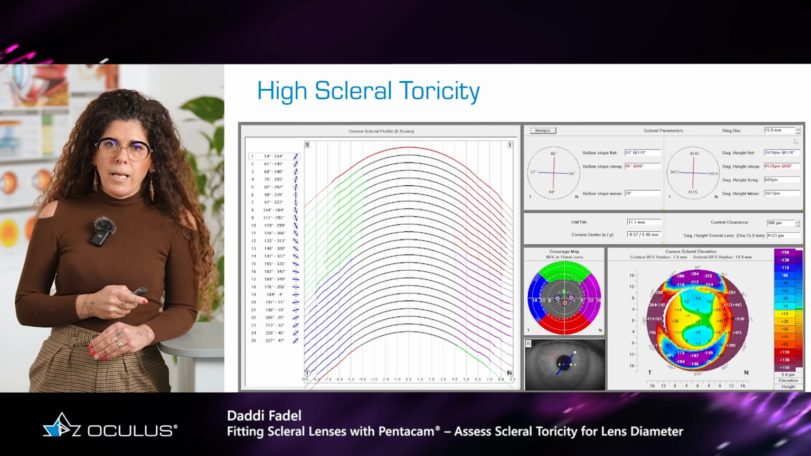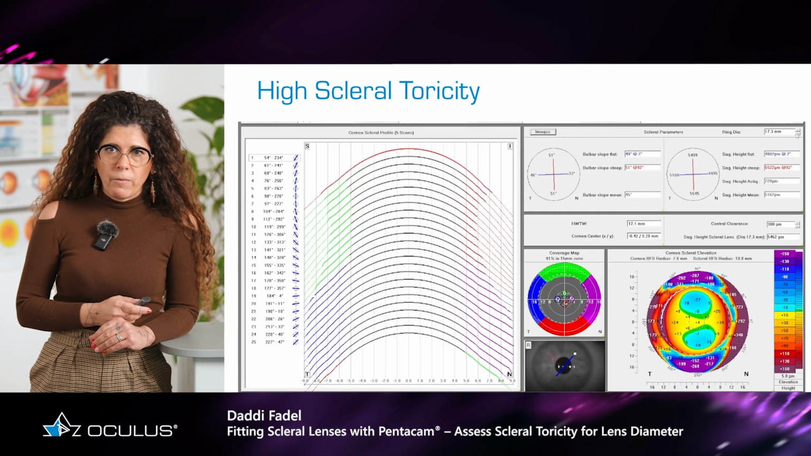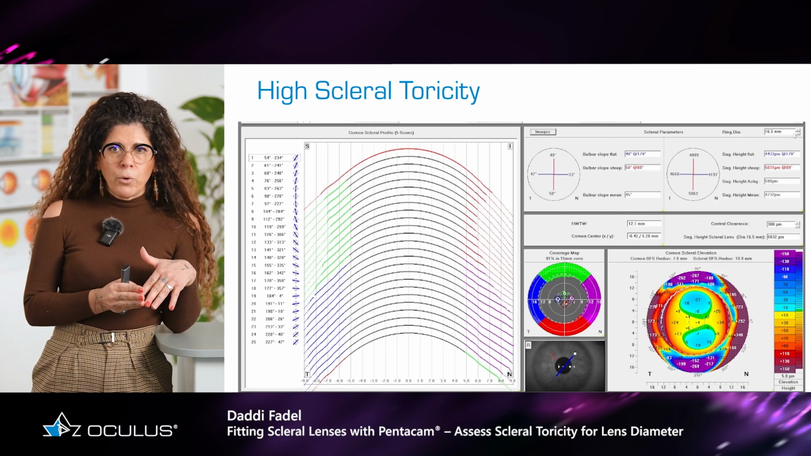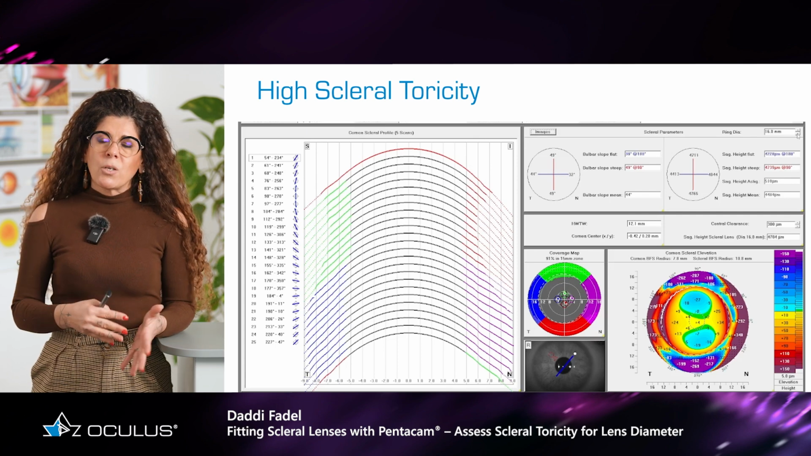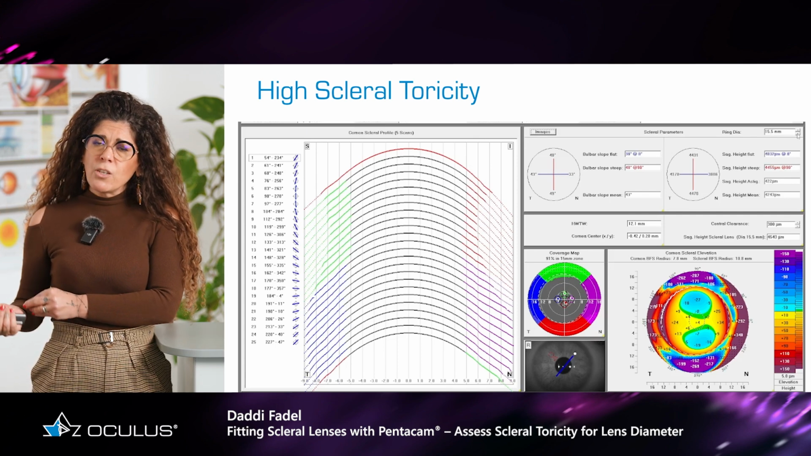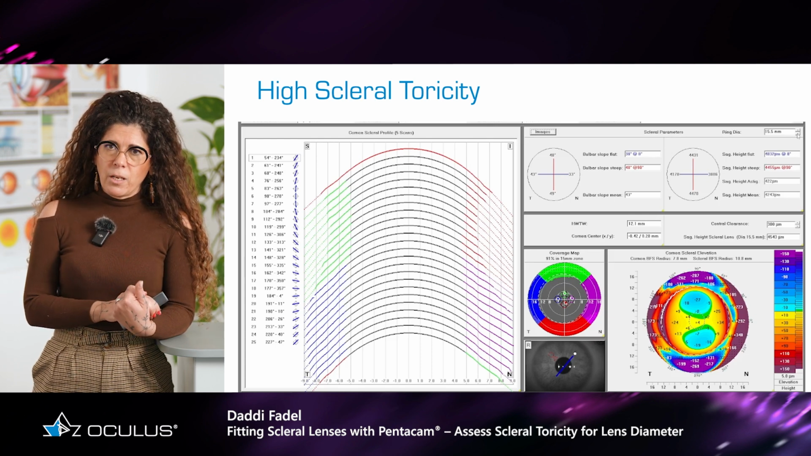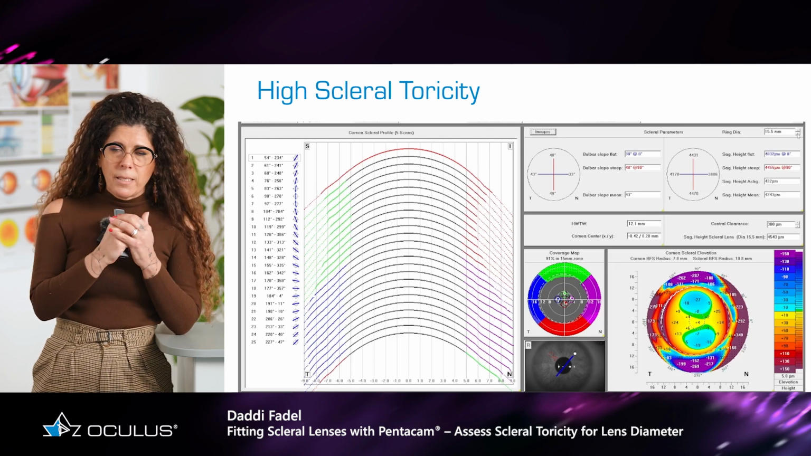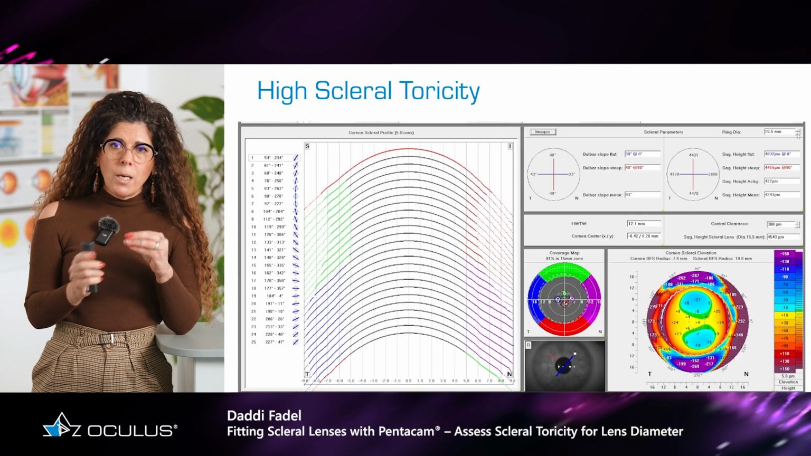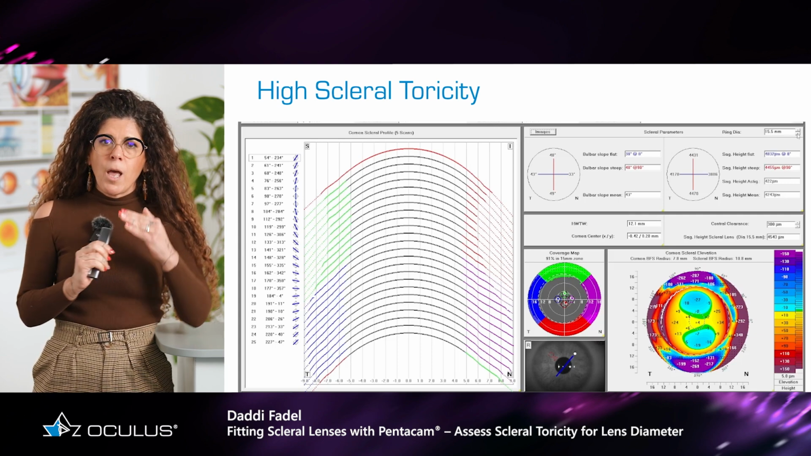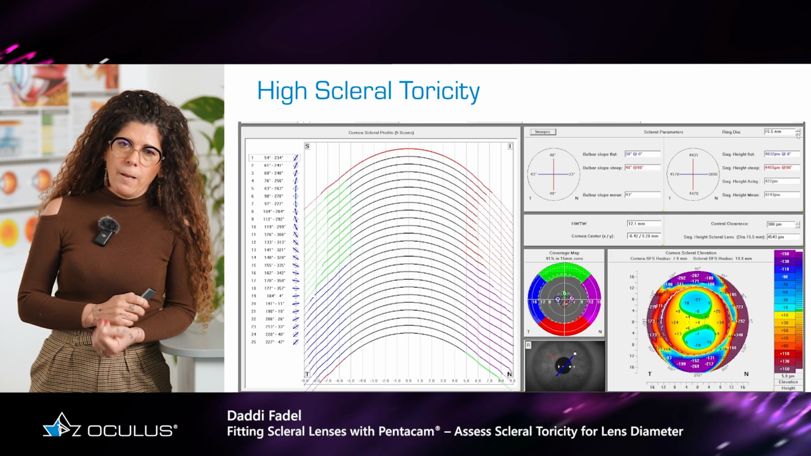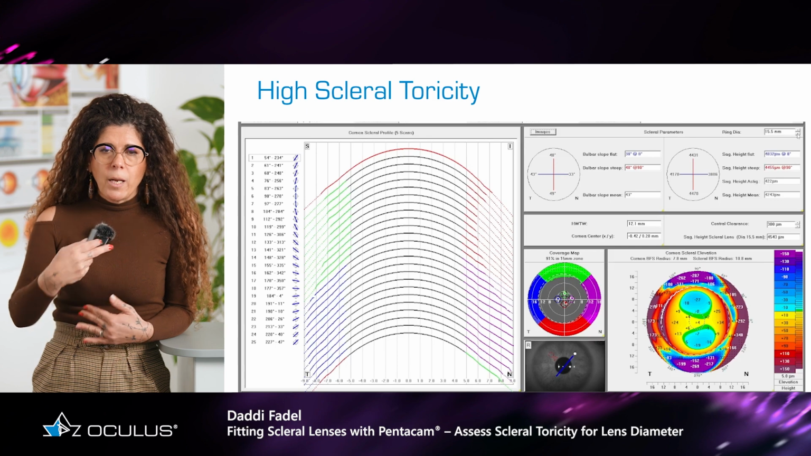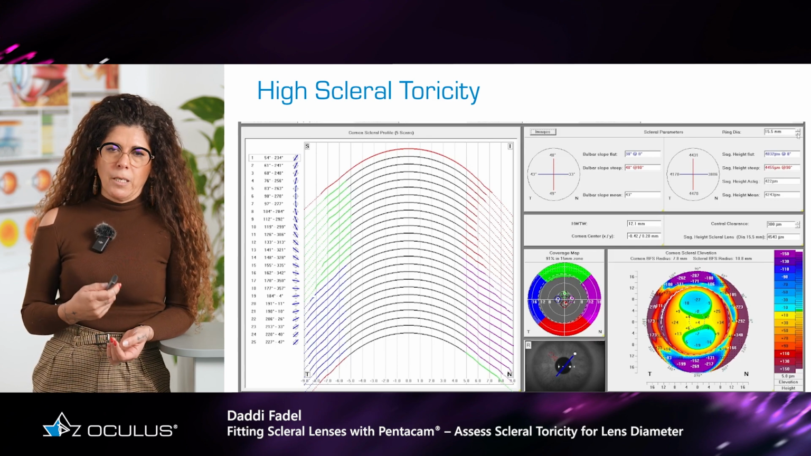We have another case where we have high toricity, 720 microns at 17.3. Again, here by reducing the ring to 16.5, we have 590 microns. So 700 is difficult to manage. 570 microns is easier to manage. This will give you an idea that large lenses, probably in this case, are not the best one. Reducing the diameter to 16.5, you will get to the final lens in a few lens orders, and it will allow you to be efficient in your fitting process.